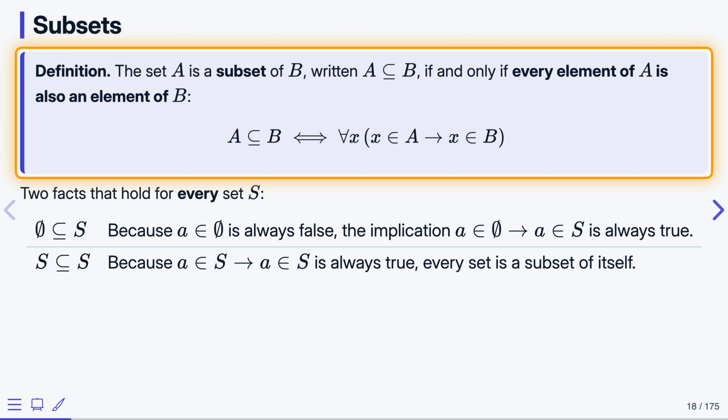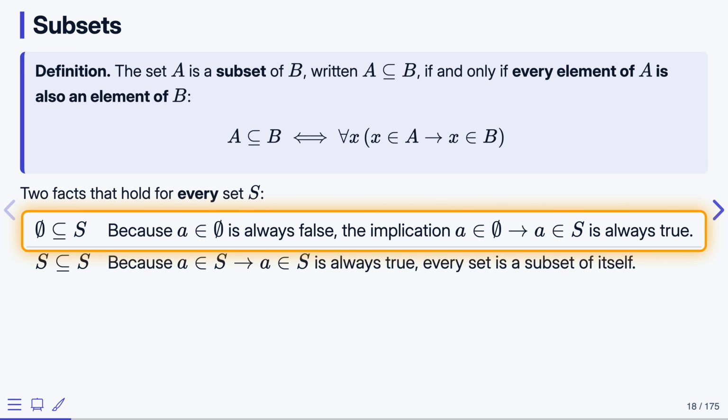Now the idea of a subset. We say A is a subset of B if every element of A is also an element of B. In symbols, for all x, if x is in A then x is in B, so B holds everything that A holds and maybe more.